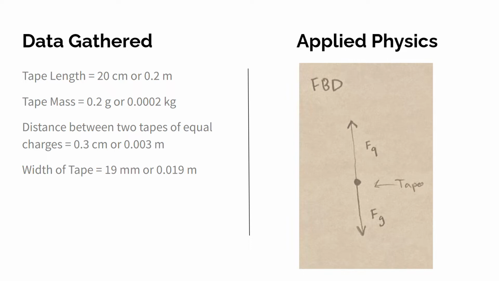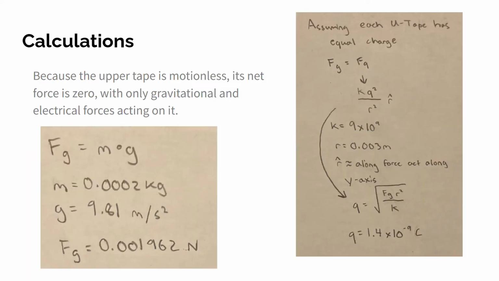And on the right, we applied our physics principles to the tape, modeling it as a point charge, and we see the electrical force acting up and the gravitational force down. These vectors are equal in length to show that they are equal in magnitude. Net force equals 0, which is why the tape is motionless. Since the tape is motionless, we can set these two forces equal to each other in our calculations, and we're going to start with our hand calculations.